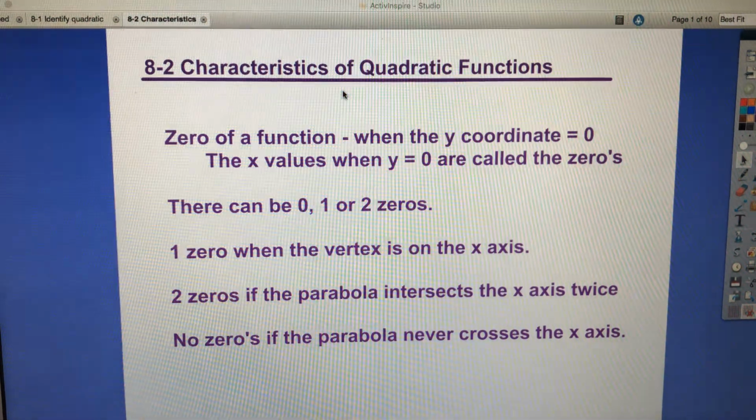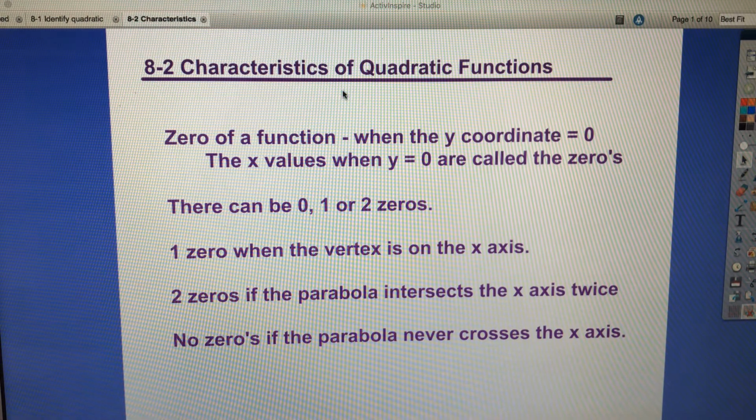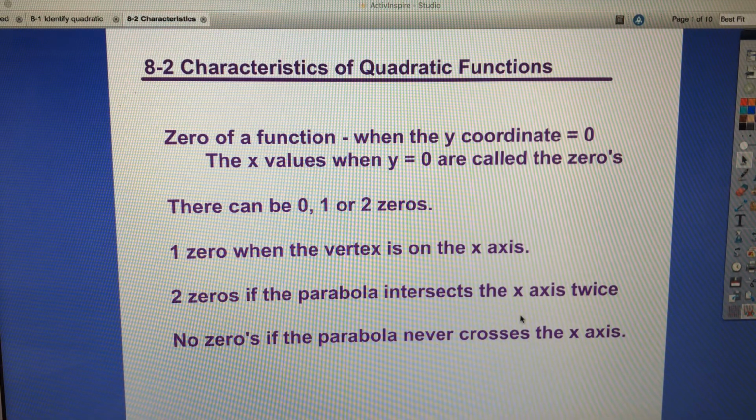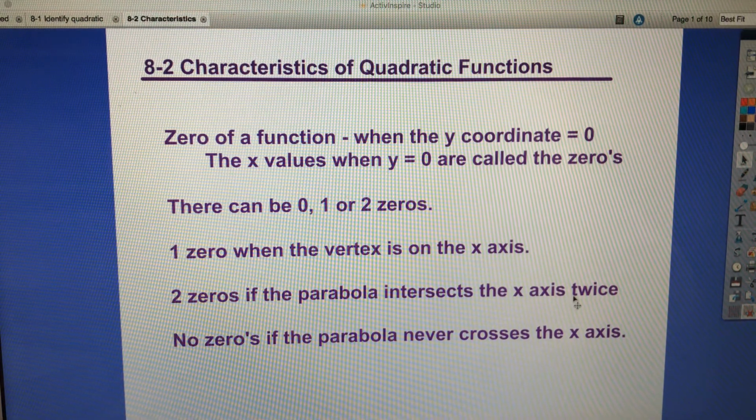There can be no zeros, so 0 zeros. There could be 1 zero, and there could be 2 zeros. 1 zero means that the vertex is on the x-axis, so it's already touching the x-axis once. 2 zeros means that your parabola has gone through the x-axis. That means the vertex was above the y equals 0 line or below it, and now your parabola crosses through the x-axis twice.